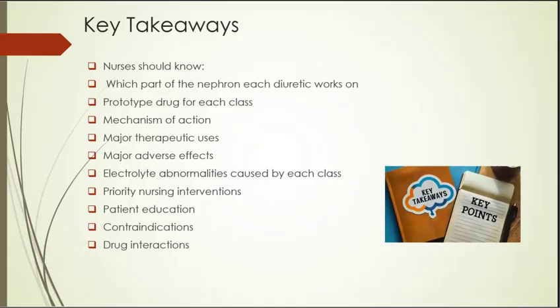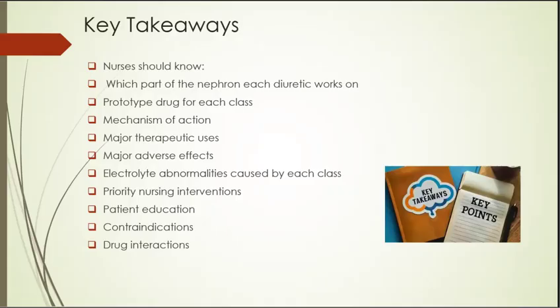So by this, you should be able to tell me which part of the nephron each diuretic works on, understand which prototype drug for each class, the mechanism of action, major therapeutic effects, major adverse reactions, electrolyte abnormalities. What are your nursing interventions? How would you educate your patients? What are contraindications? And some of the drug interactions that are important for you to know.